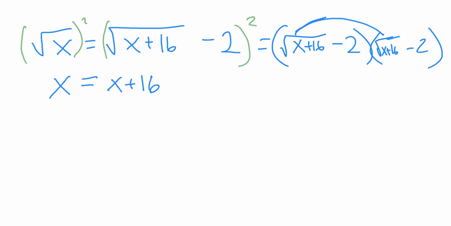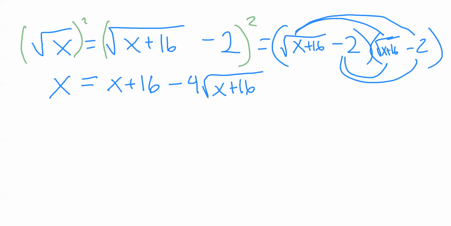Now we've got an x plus 16 square root times negative 2. And we've got a negative 2 times the square root of x plus 16. So there's going to be 2 of those. So we're going to get negative 4 square root x plus 16. Okay, I combined those 2 terms together already. And then we've got our negative 2 times our negative 2, which is going to give us our positive 4.